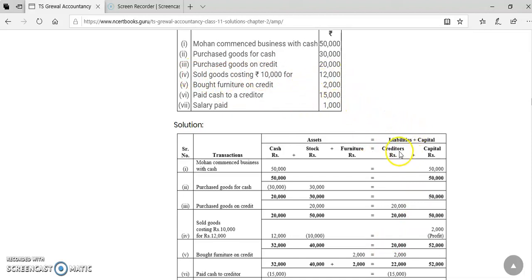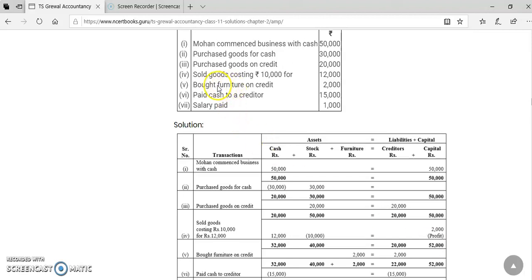Now, is there any change on the liability side? Yes, because you are earning a profit of 2,000. If you are earning, your capital goes up. Earlier you had 50,000, but 2,000 is increasing. Your profit is 2,000, so your capital would be 52,000. If any transaction gives you any kind of profit, you have to add it into capital. If there is any loss, once you are selling goods for less than cost, you have to deduct that loss. Got it? So 32,000 plus 40,000, it comes 72,000. 20,000 plus 52, it comes 72,000.